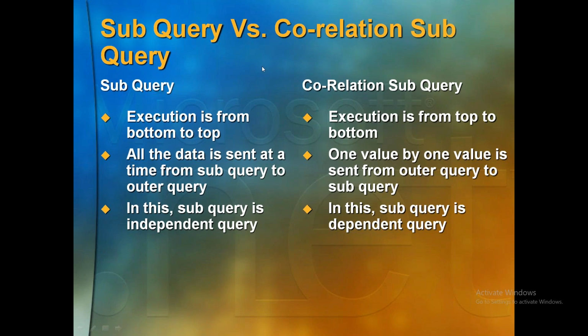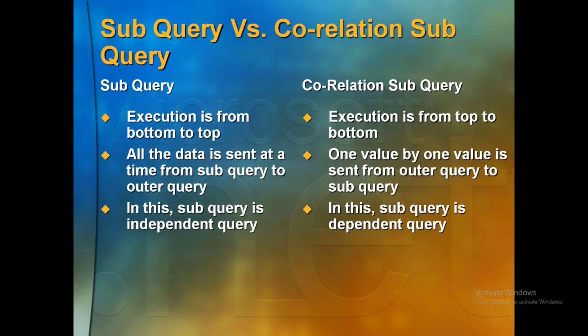Difference between subquery and correlated subquery. Subquery execution is from bottom to top. Execution is from top to bottom in the correlated subquery. In a subquery, all the data is sent at a time from the subquery to the outer query. In a correlated subquery, one value by one value is sent from the outer query to the inner query. In a subquery, the inner query is an independent query. In a correlated subquery, it is a dependent query. This fellow will always go back to Peter and ask, give me the next room key. That's what I told you, right?